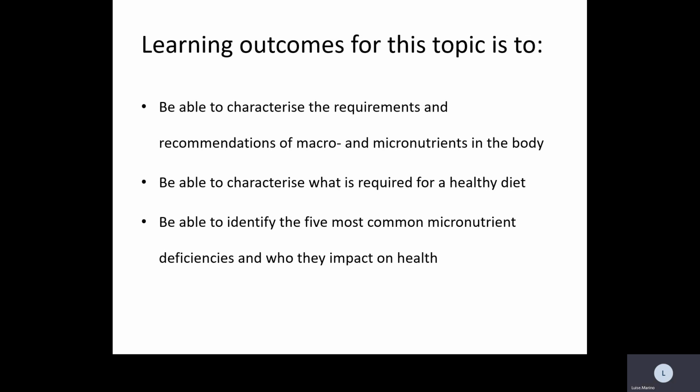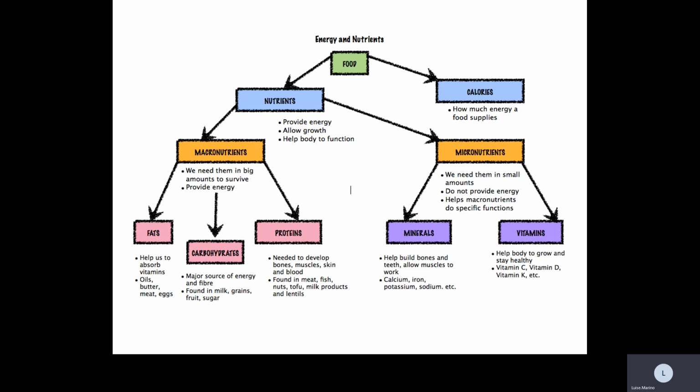So the learning outcomes for this topic are to be able to characterise the requirements and recommendations of both macro and micronutrients in the body, be able to characterise what is required for a healthy diet, and be able to identify the most common micronutrient deficiencies and how they impact on health and who they impact on.